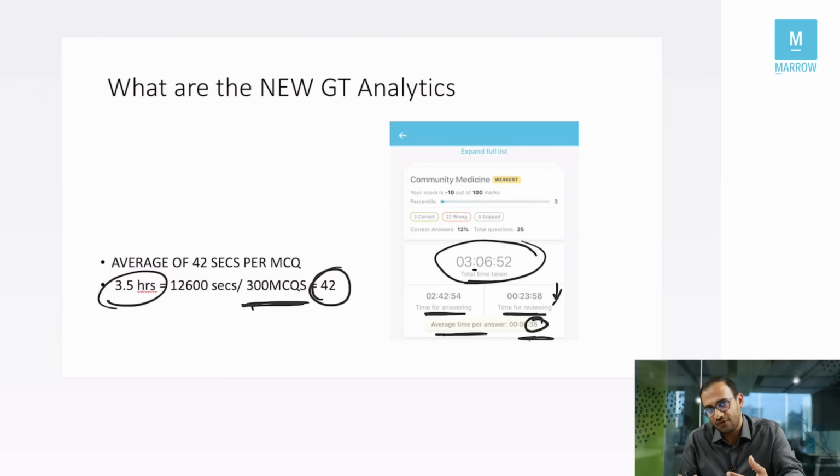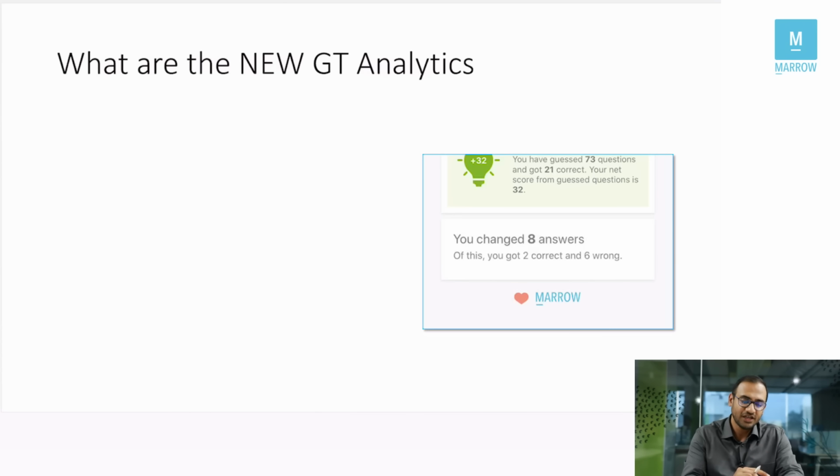So this becomes an average, don't worry about it. If on an average you can keep the answers below 42 seconds, you are in a very, very safe zone. Another important thing is changed answers.